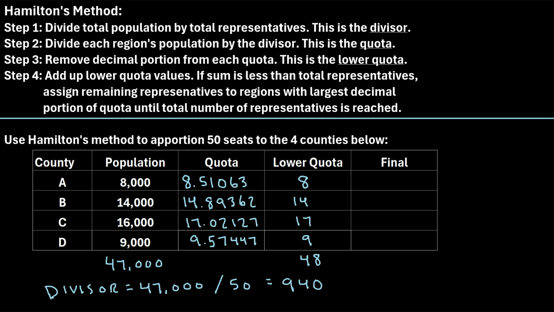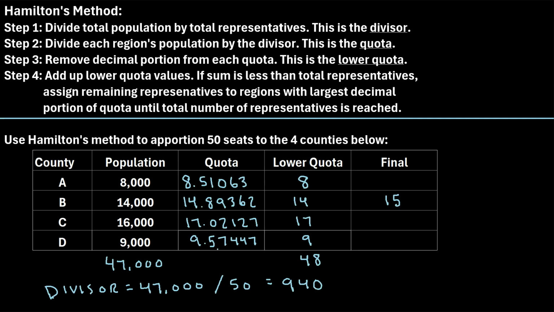We can see that 14.89362, this .89362, is the largest decimal. So we're going to add 1 to the lower quota of B. Their final count is going to be 15. That will bring us to a total of 49 seats. So we still need to assign 1 extra seat to get to 50.